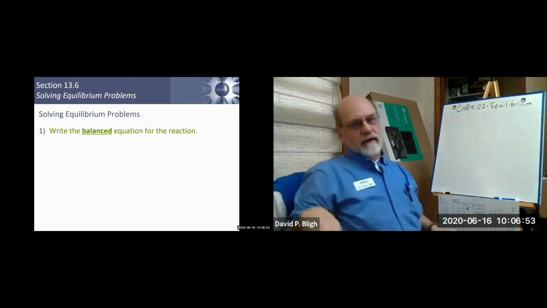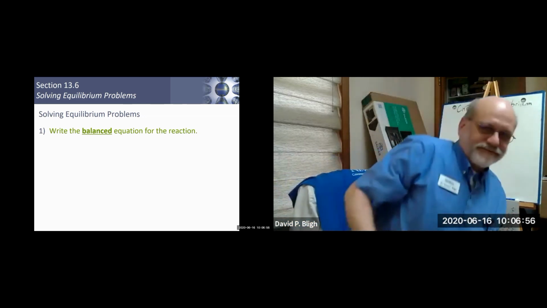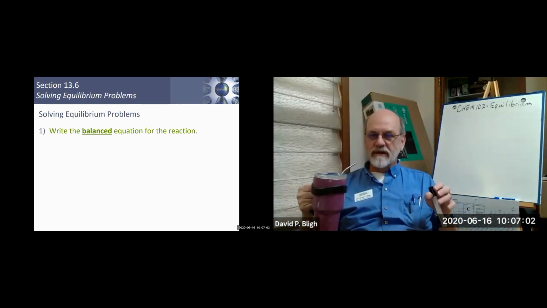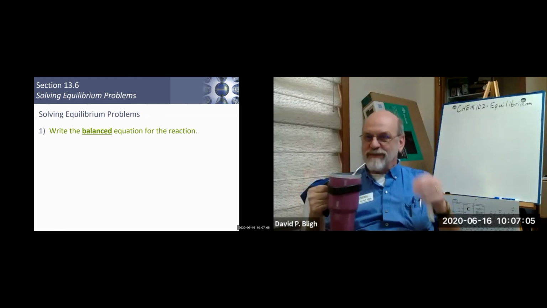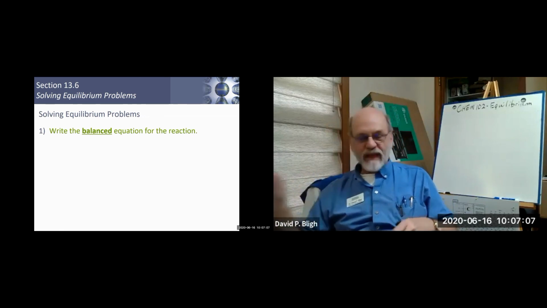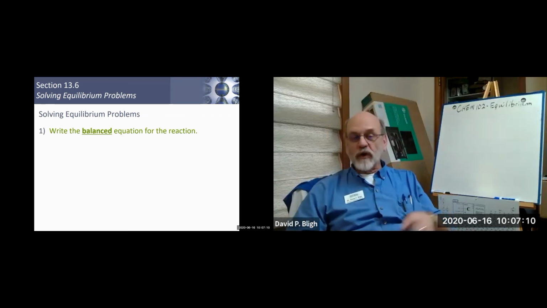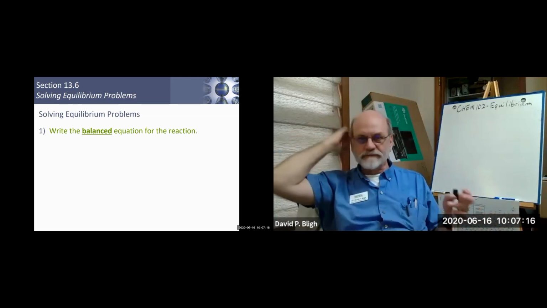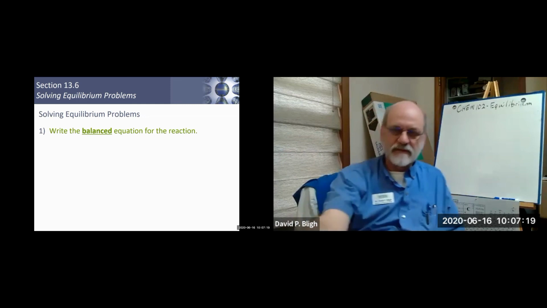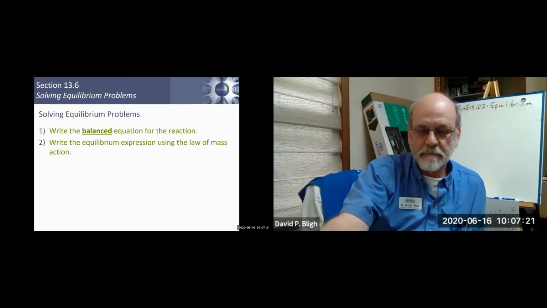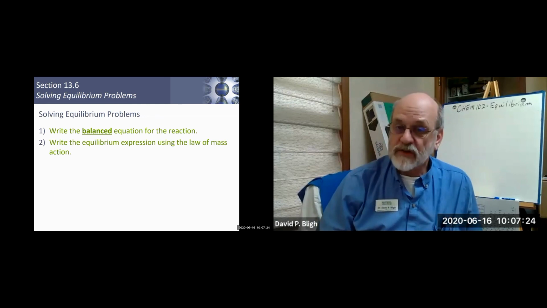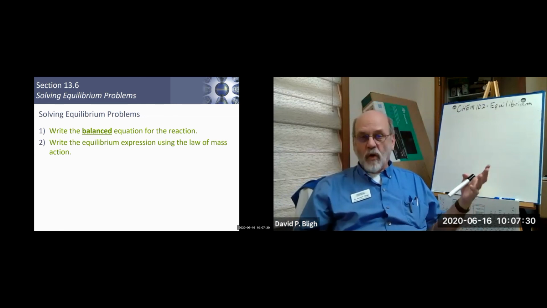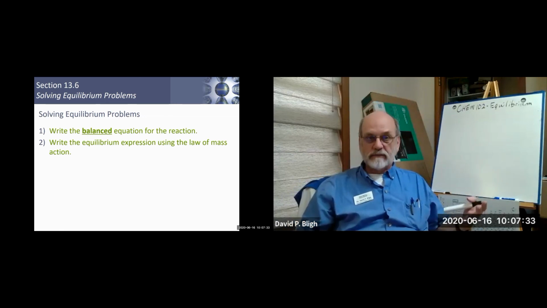All right. First and foremost, anytime you do any type of calculations with a chemical reaction, be sure your equation is balanced. That worked for stoichiometry in first semester chemistry. It still works. Balance the equation. Then write your equilibrium expression with the reaction the way it is either given to you or that you have derived from the word problem.